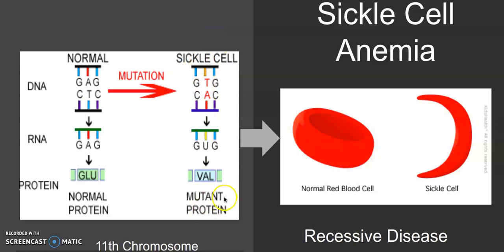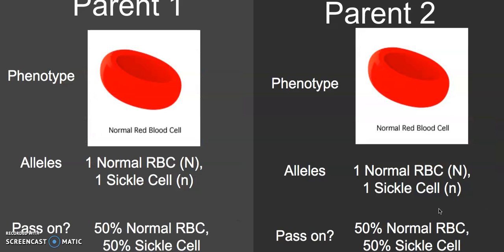It makes a mutant protein that creates red blood cells that look like a sickle instead of the normal red blood cells that are nice and round and healthy looking. And so it causes a lot of issues down the line. You guys are all familiar.